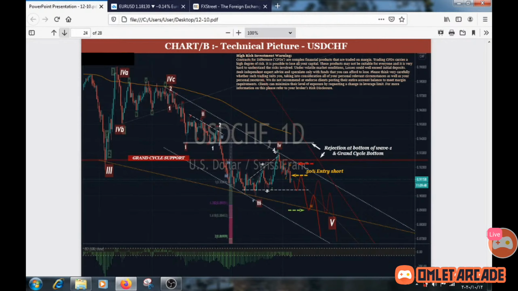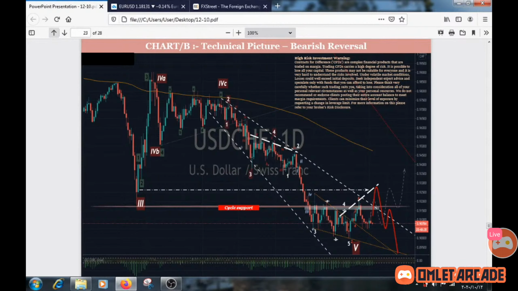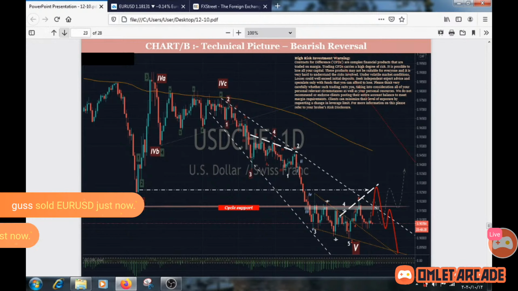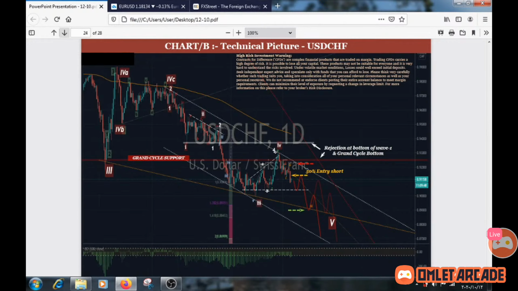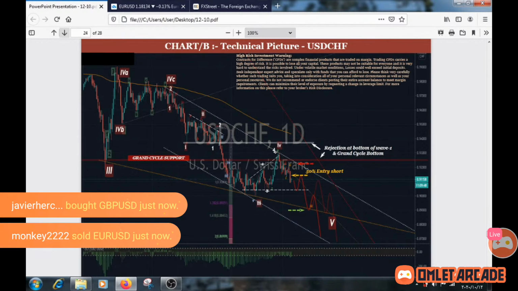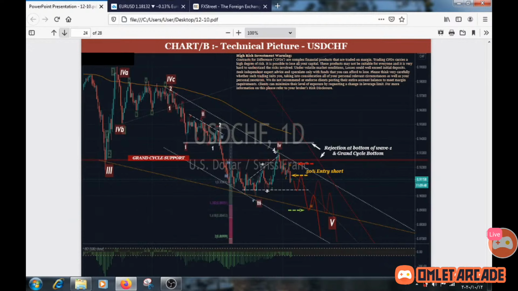Okay, so that is just shown here. Contact with the cycle support low. So the market rejected exactly at the bottom of wave 1 here. Okay, so this now can be labeled a wave 4.